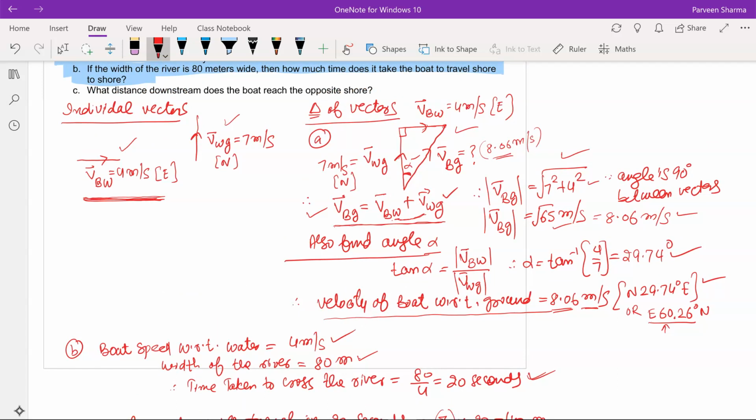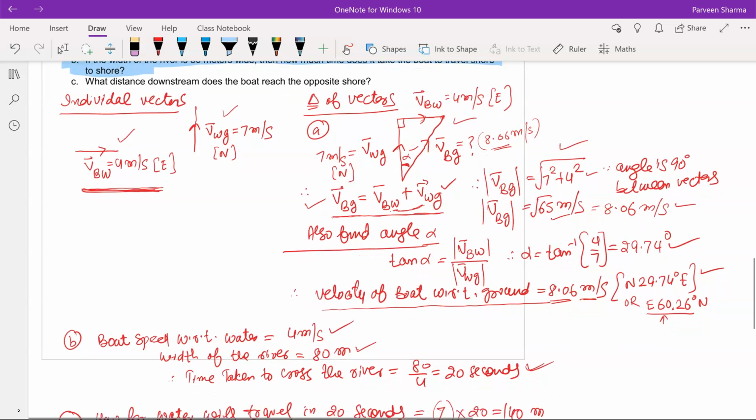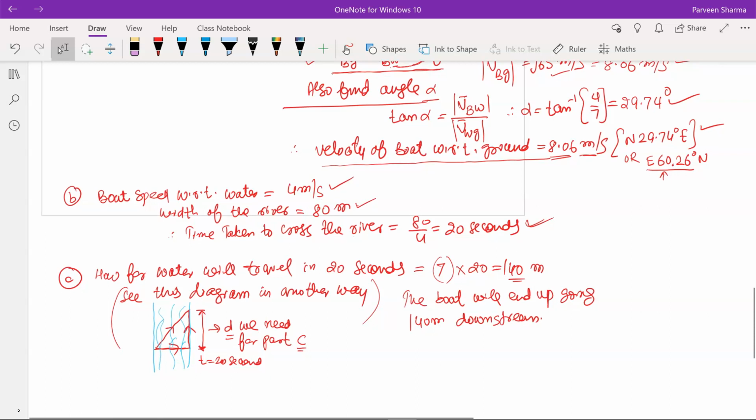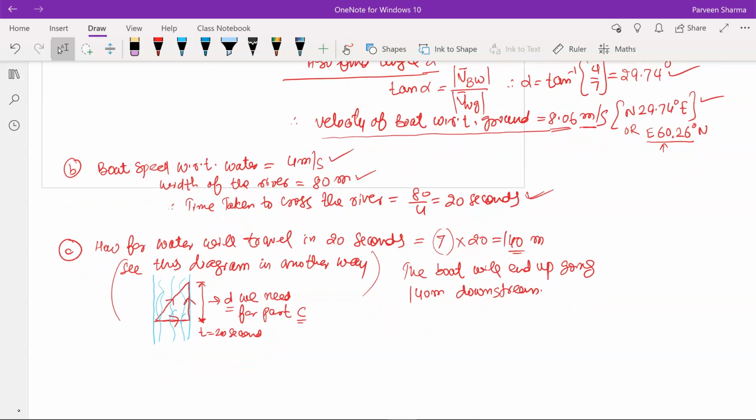It will actually be going in a different direction. I will show you in a different diagram to explain it. So the boat is trying to go 80 meters east at 4 meters per second east. It will take 20 seconds to reach the other side.